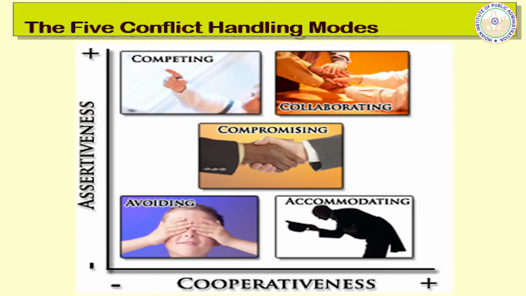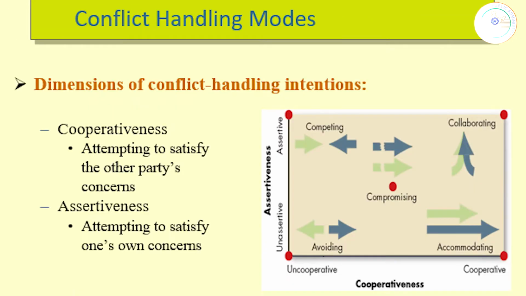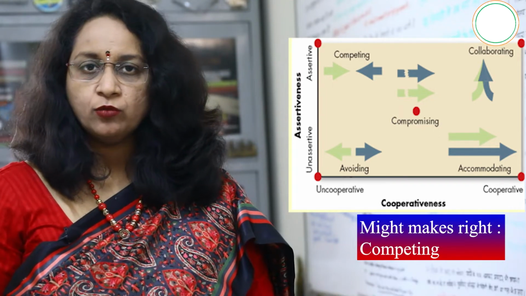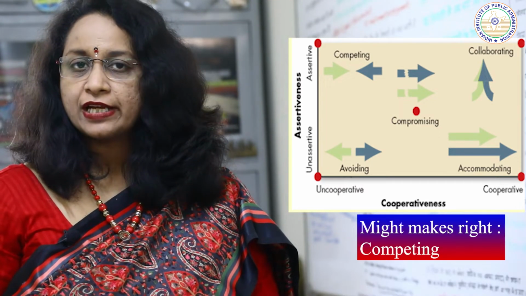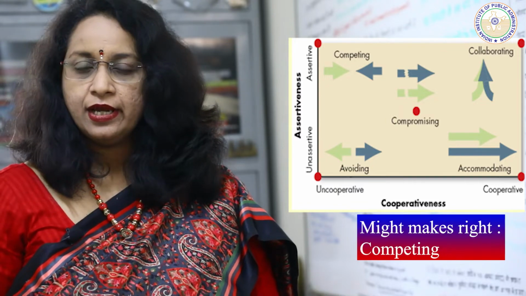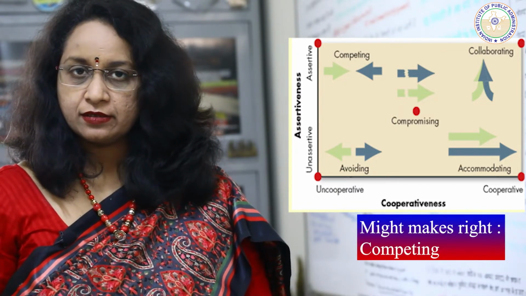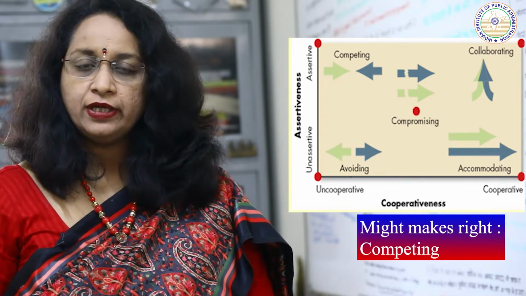Now the conflict handling modes. There are 5 conflict handling modes depending upon 2 dimensions. First is assertiveness, second is cooperativeness. On the x-axis we have cooperativeness, which is the desire to satisfy other parties' concerns. On the y-axis we have assertiveness, which is the desire to satisfy your own concerns. In competing mode, there is a desire to satisfy one's own concerns at the expense of other parties' concerns. You try to win the argument at any cost.